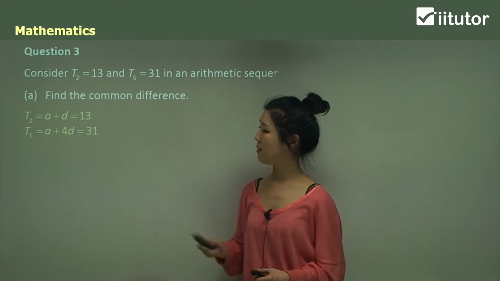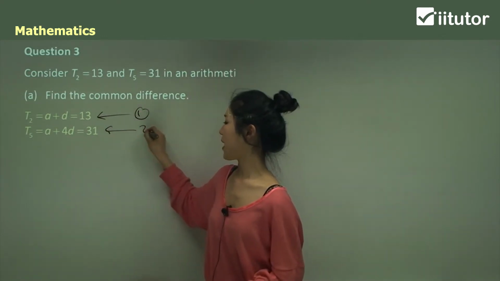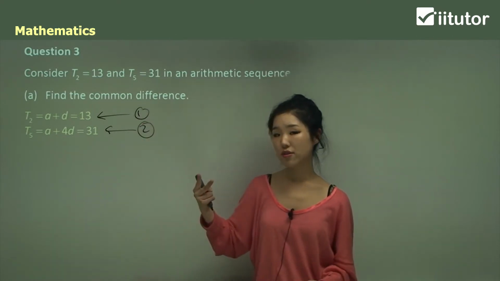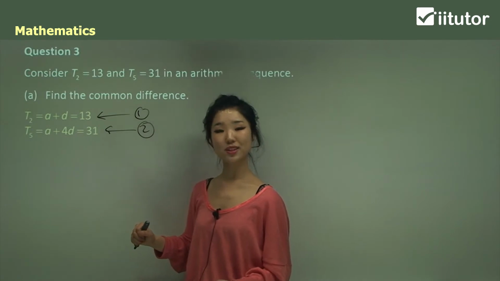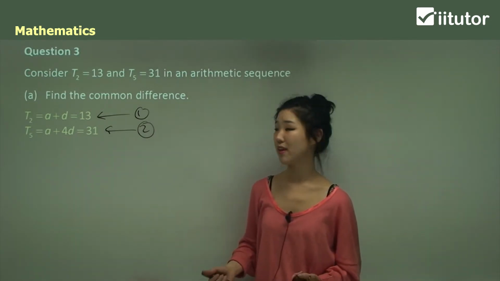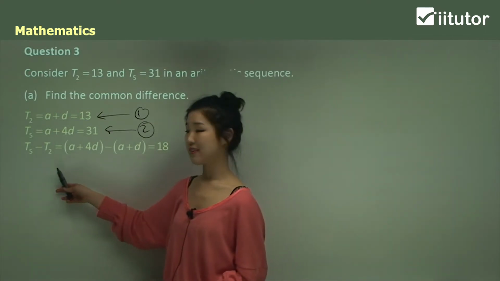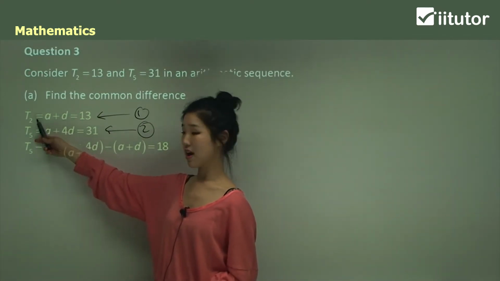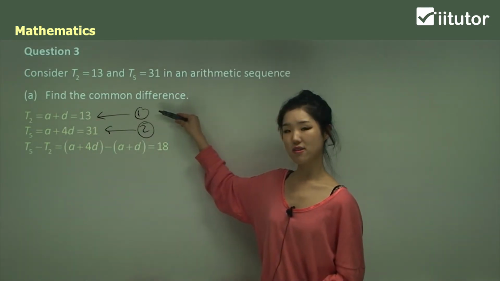How do we find D with these two pieces of information? We've got the first equation, the second equation is that. So we have two equations, two unknown values, A and D. So what I'm going to do is just solve it simultaneously. A smart way to do this, I'm going to go T5 minus T2, so the fifth term minus the second term. So I'm basically going to go this second equation minus first equation.